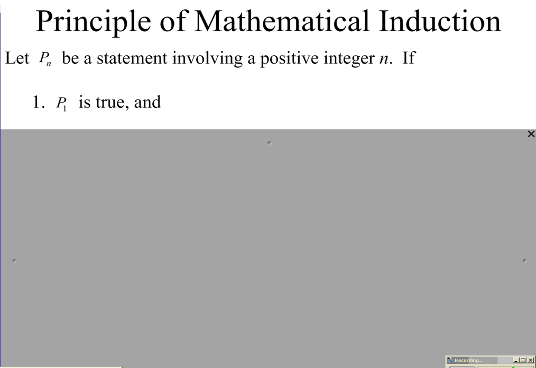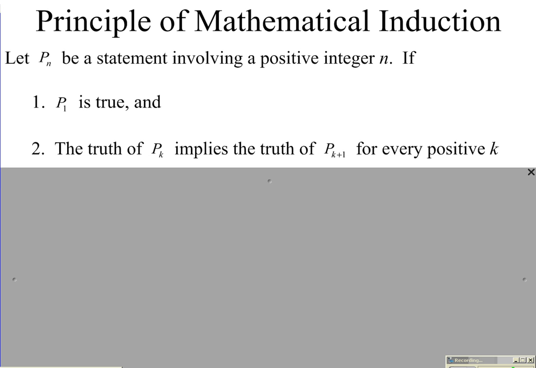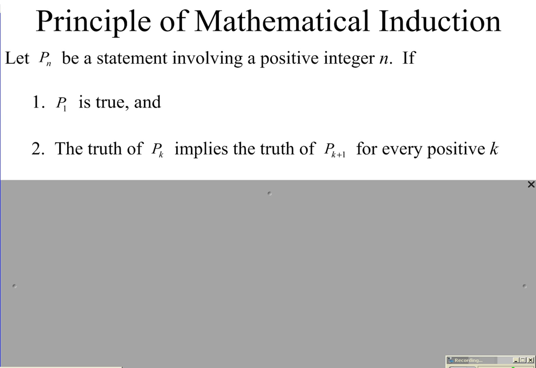The principle of mathematical induction tells us that if P of 1 is true, which means when we plug 1 into our formula, that holds true, and the truth of P of k implies the truth of P of k plus 1 for every positive k. Remember, our k term, which is what P of k represents, and our P of k plus 1 term, k plus 1 comes immediately after our k term.